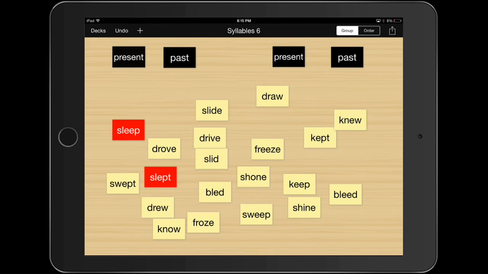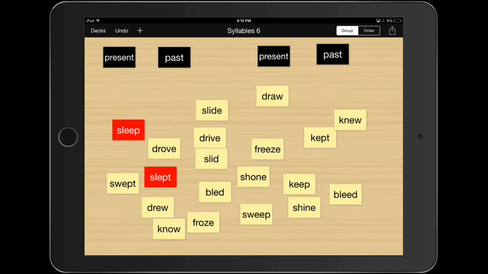This is the sort for October 13th, 2015. Begin your sort by placing the 4 black header cards at the top of your deck.